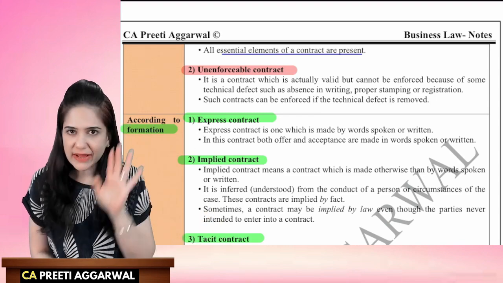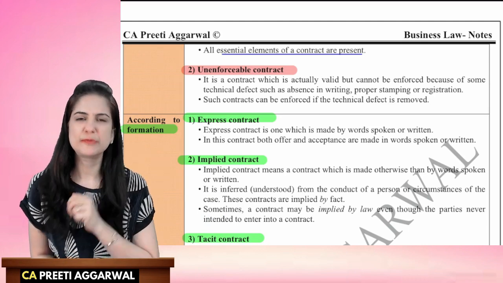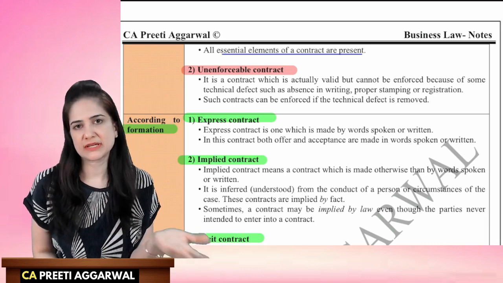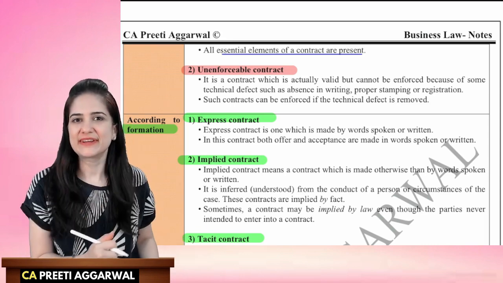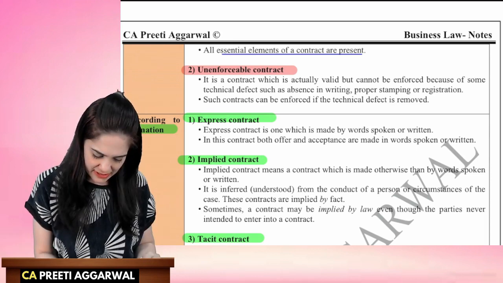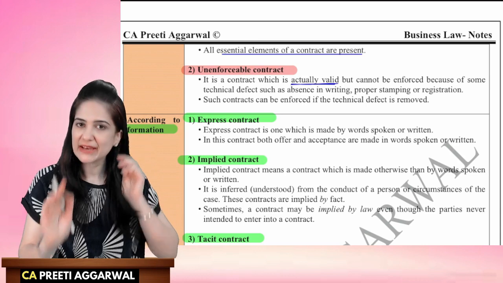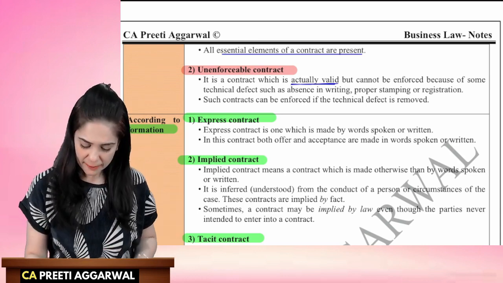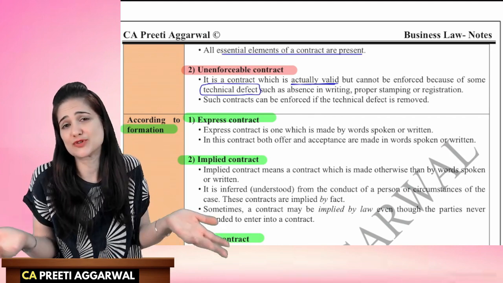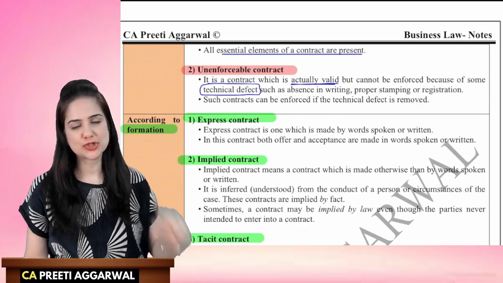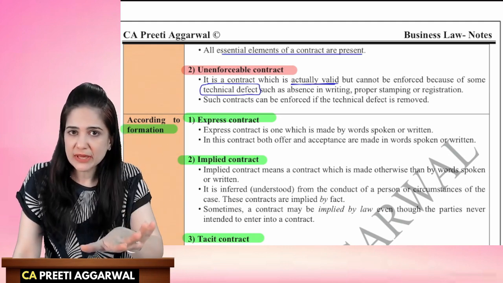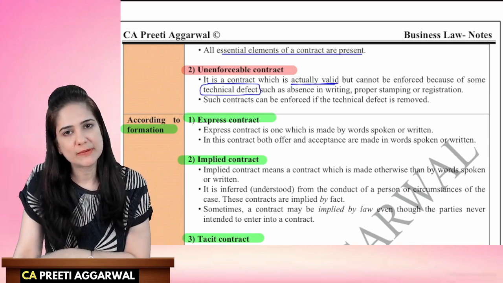So it is a valid contract, but it should be in writing and these parties did not get it in writing. So for the time being, it is unenforceable. If I get it in writing, then the contract becomes enforceable. So basically, it is valid. It is actually valid, but it can't be enforced because of some technical defect, because of some legal formality that was not complied with. So the contract was to be in writing, registered. I had to get it attested. I did not. So for the time being, the contract is unenforceable.